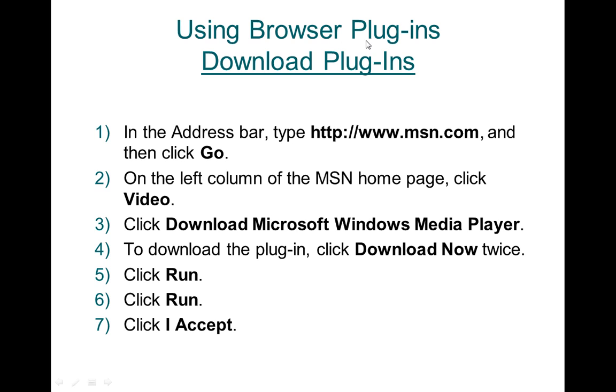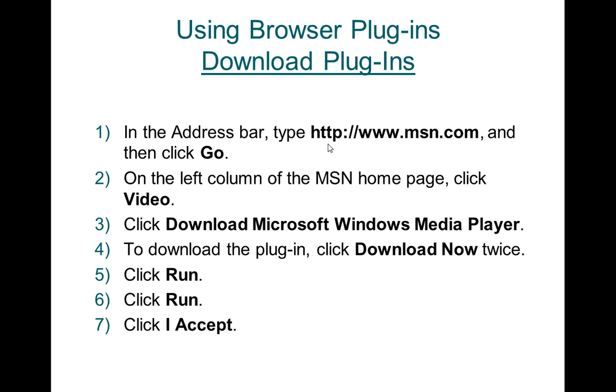Then how to use the browser plugin, how to download the plugins. Simply go to any browser, Mozilla, Chrome or Internet Explorer, go to the address bar, then type http://www.msn.com. Means I have to write the URL: http is hypertext transfer protocol, www means World Wide Web, MSN is the name of the site, and .com is a commercial site. And then click on go.